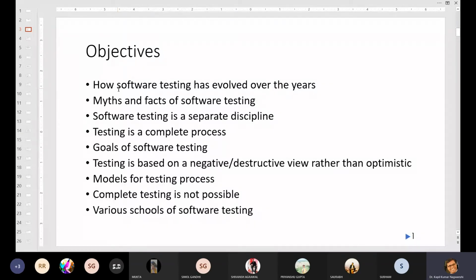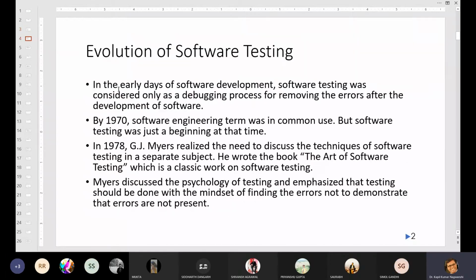Software testing is a separate discipline. Testing is a complete process. Goal of software testing. Testing is based on a negative or destructive view rather than optimistic. And the model for the testing process. Complete testing is not possible. Various schools of software testing. So these are our fundamental things.